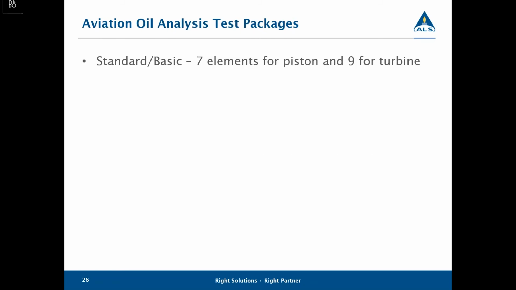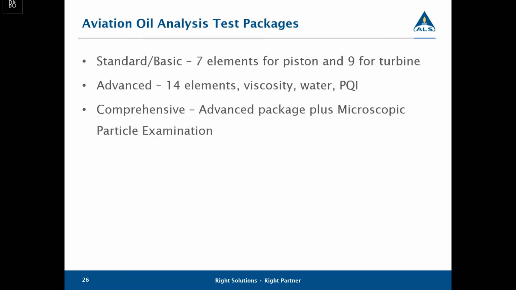But the test packages that we're providing right now: for many, many years, we've offered our standard or our basic test package, which is 7 elements for piston engines and 9 for turbine. So it's a very basic analysis of what wear metals are going on in your engine. We now have an advanced package which opens that up to 14 elements. So that starts to include oil additives and contamination. We're looking at viscosity, water, and PQI while doing that.